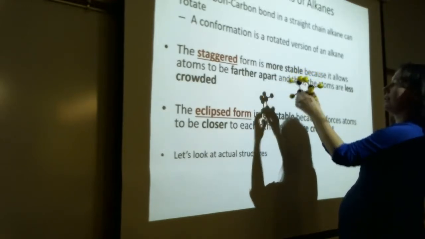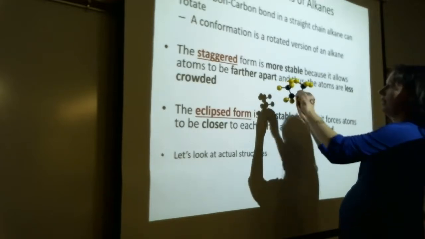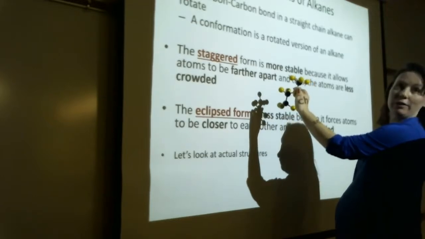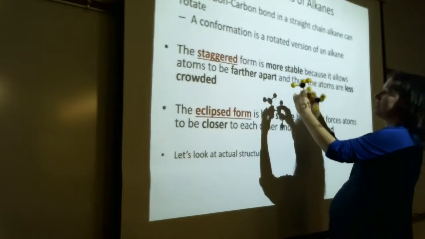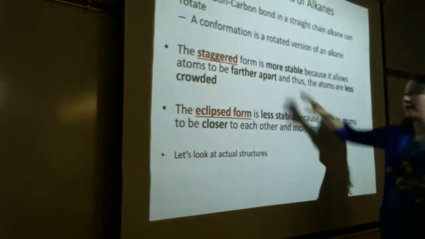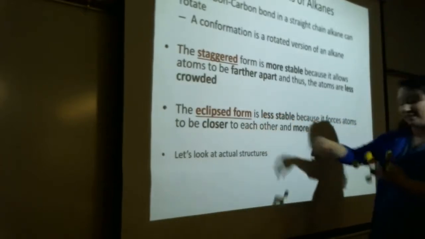This will be eclipsed, right? Because these two are crashing into each other. That would not be more stable, right? If we rotate this, there's staggered, right? But is this molecule different in terms of its name? No, it's still the same molecule, right? This bond is just rotating here, okay? Staggered versus eclipsed. Eclipsed is a lot less stable, right?